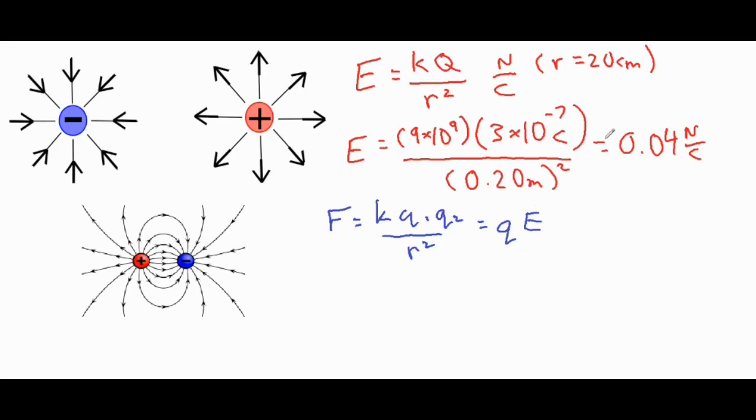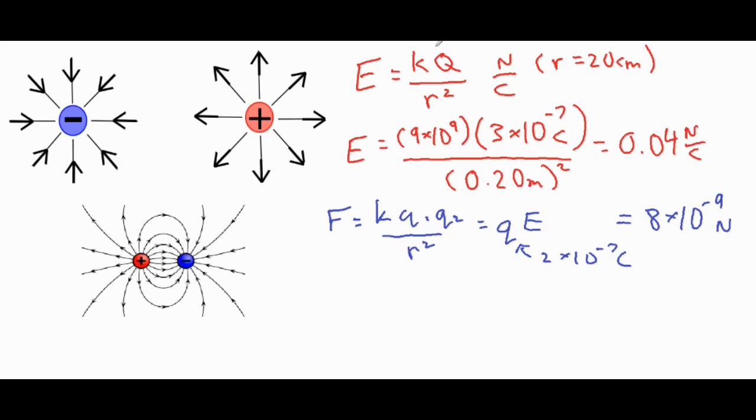So since we already have an answer of 0.04 newtons per coulomb, if we have a second charge, 2 times 10 to the negative 7th coulombs, we just multiply that by the 0.04, and then we would get a force of 8 times 10 to the negative 9th newtons on this particular charge if you placed it 20 centimeters away from this original charge that is 3 times 10 to the negative 7th coulombs.